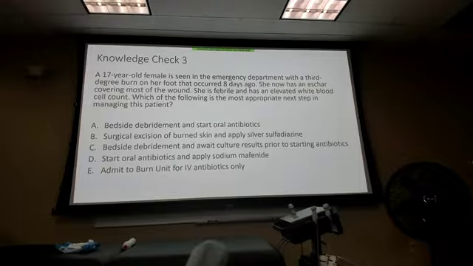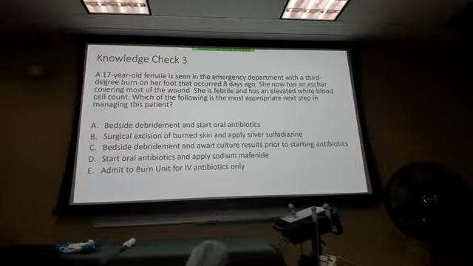Even though it happened 8 days ago, now that she's got an eschar, she's got an infection underneath that eschar. That eschar needs to come off. It needs to be debrided. She needs to have IV antibiotics in the burn unit. So yeah, I don't like any of these answers.